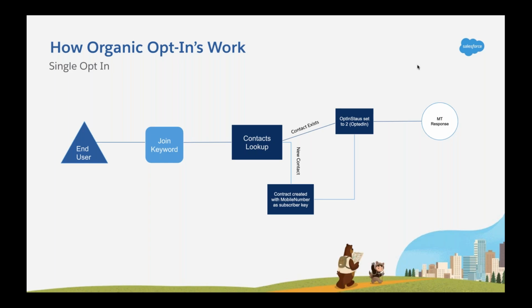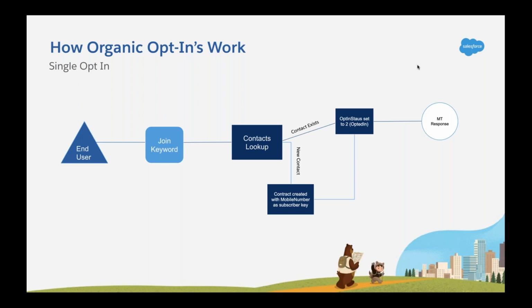All right, let's take a look real quick at how organic opt-ins work. When I say organic, I mean an actual end user texting a keyword into a shortcode. Everything starts with the end user. They'll text in a join keyword. We will perform a contacts lookup. If the contact exists, we'll flip the status on that end user over to 2 and then kick them out an empty response. If they do not exist in the system, we will create a net new contact with a subscriber key of mobile number.